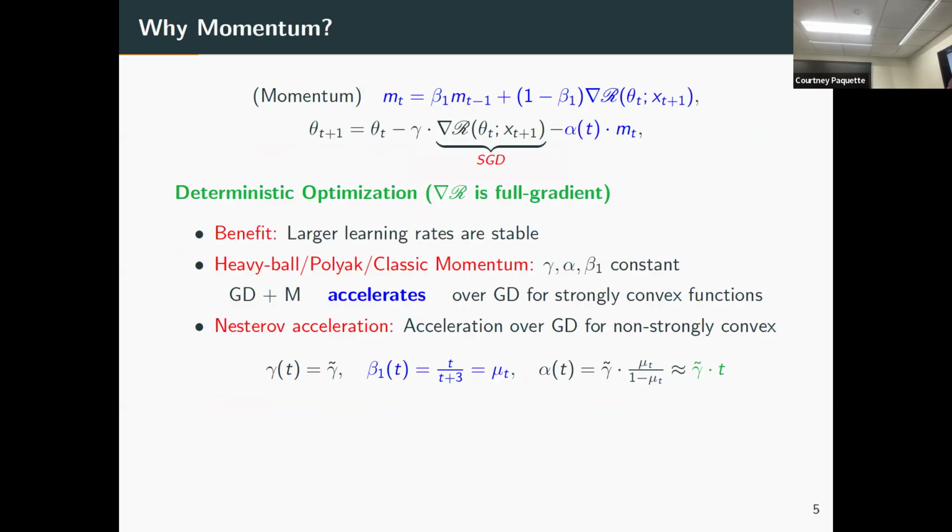Moreover, if you are in the strongly convex setting, then we know that you can choose gamma, alpha, and beta 1 to be constants, so they're order one quantities, and you can show that gradient descent with momentum actually beats gradient descent. Okay. If you're in just pure convex, so non-strongly convex, not a quadratic, there's an algorithm out there that's called Nesterov's acceleration.